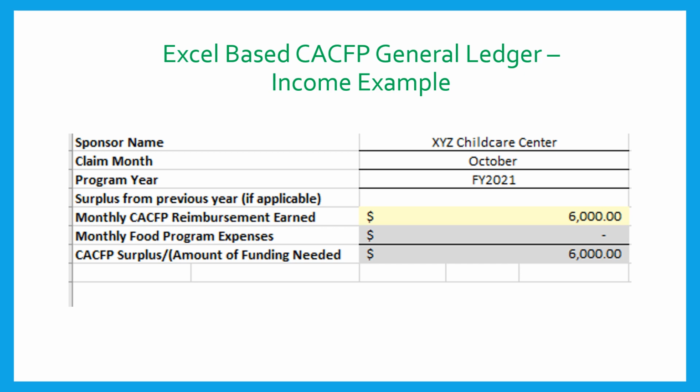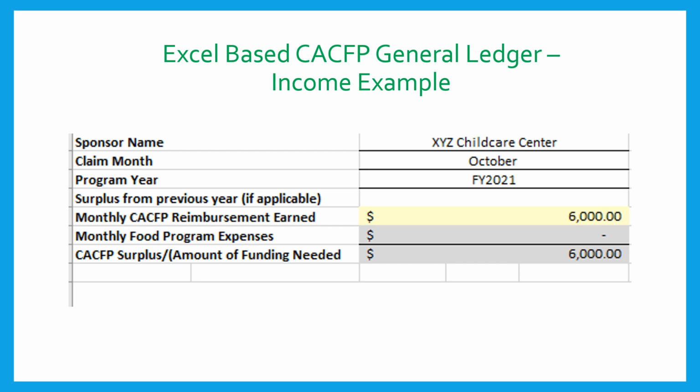As October is the first month of the federal fiscal year, you would enter in any CACFP surplus from the previous year in the cell. Please do not enter any deficits. You cannot carry forward a deficit into the next fiscal year and must cover the deficit with non-federal funds.